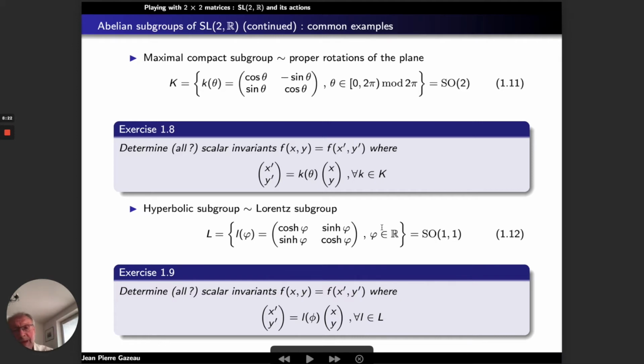So again, determine all scalar invariants for the action of this hyperbolic subgroup. Okay.